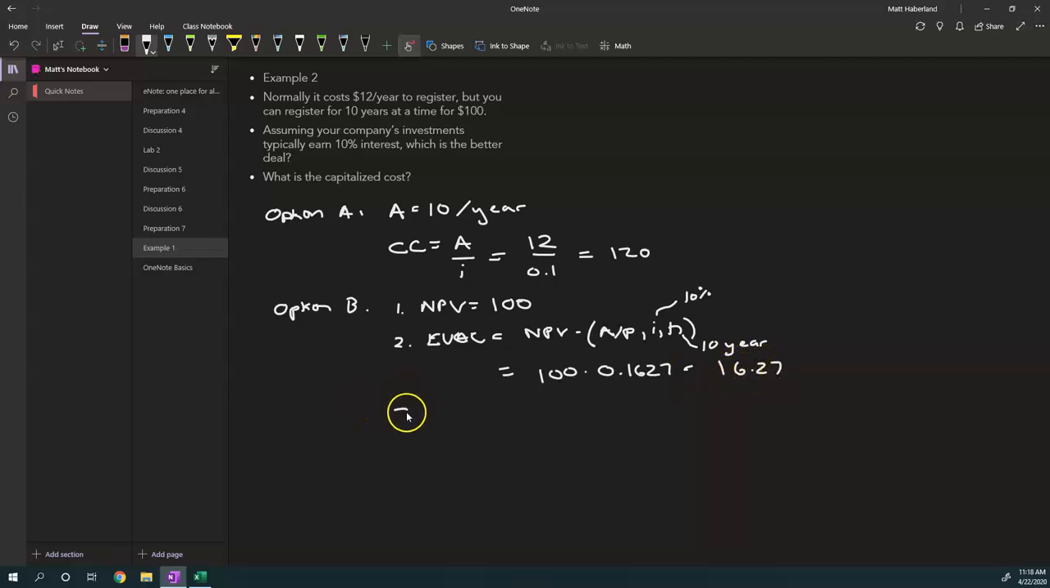And step 3, we calculate the capitalized cost as whatever the annual amount is, the EUAC in this case, over the interest rate. So 16.27 divided by 0.1 is equal to $162.70. So it turns out the capitalized cost for this plan is going to be more expensive than the capitalized cost for this plan. I think that we're going to want to go with option A.